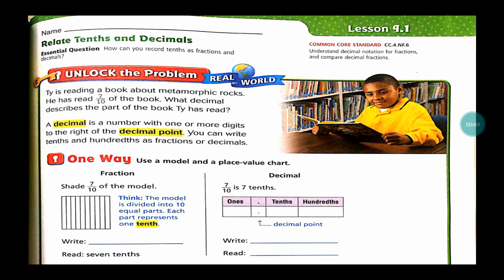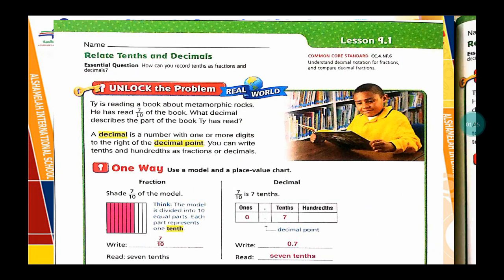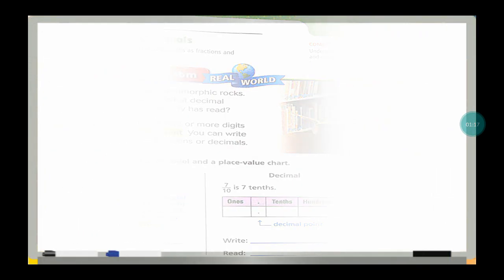First, we must know what is the meaning of decimal. A decimal is a number with one or more digits to the right of the decimal point. You can write tenths and hundredths as fractions or decimals. First, you must know or remember something about fractions.